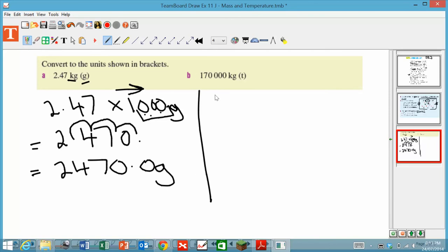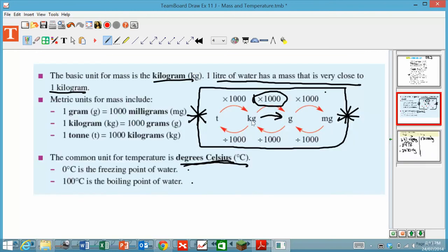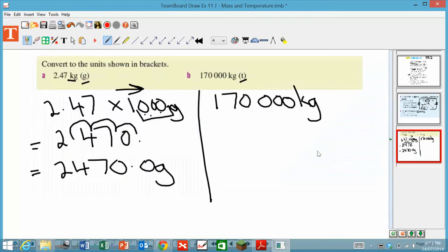Okay, second example. We're going from 170,000 kilograms, and we're going into tons, T for tons. So we're going kilograms into tons. We're going this way, so this time we're going to divide our number by 1,000. Okay, so we're going to divide this by 1,000 T.